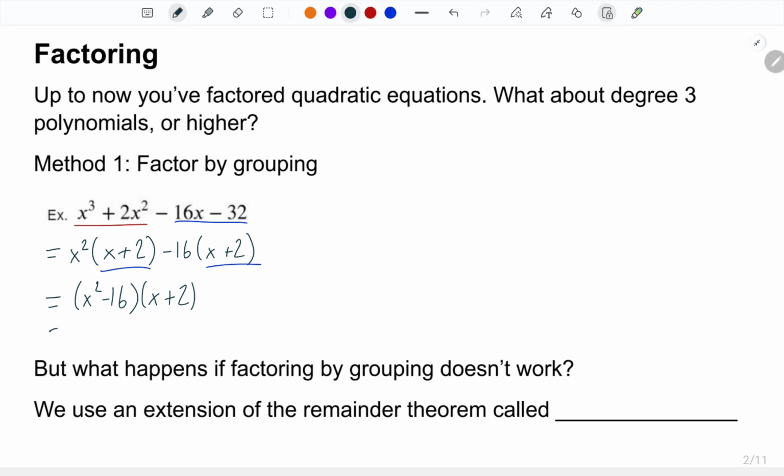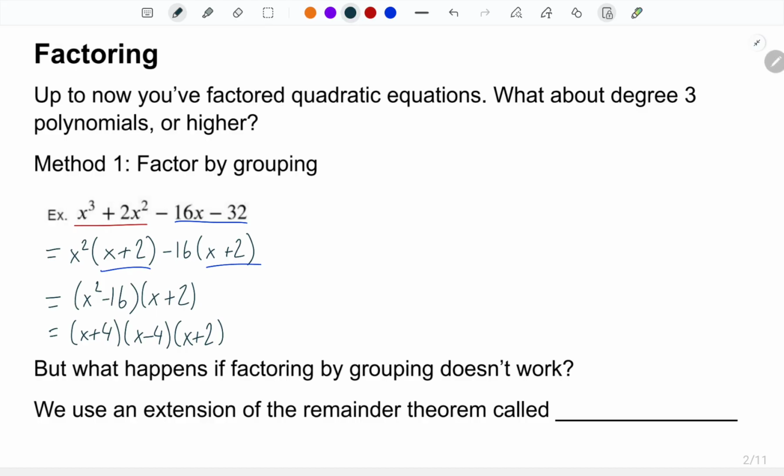You've basically common factored out that x plus 2 from both x squared and 16. Okay, and you could actually factor this a little bit more. x squared minus 16 could turn into x plus 4, x minus 4, x plus 2. And there we've factored that cubic polynomial. So yeah, grouping works. The thing is, how do you know grouping can work? Because it's definitely a quick and efficient method.